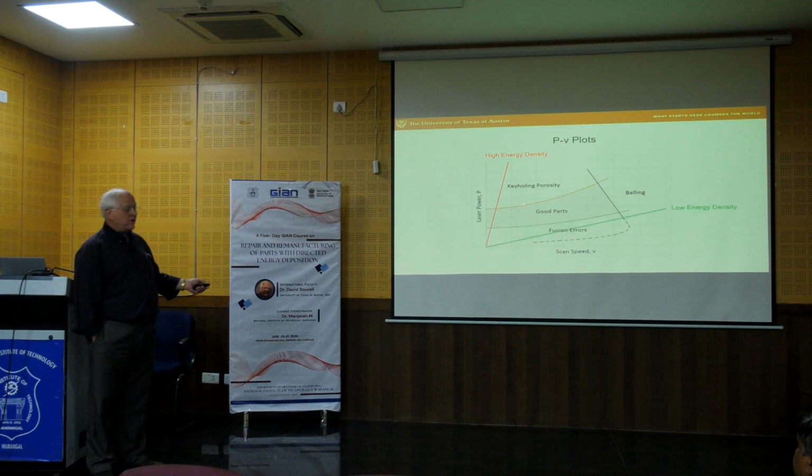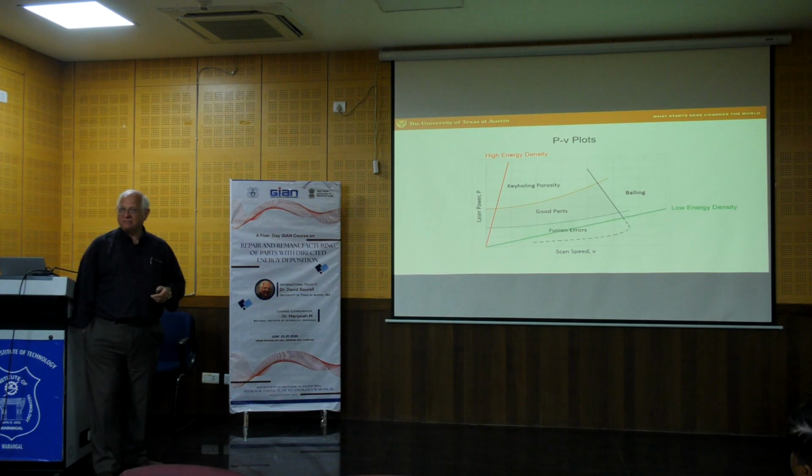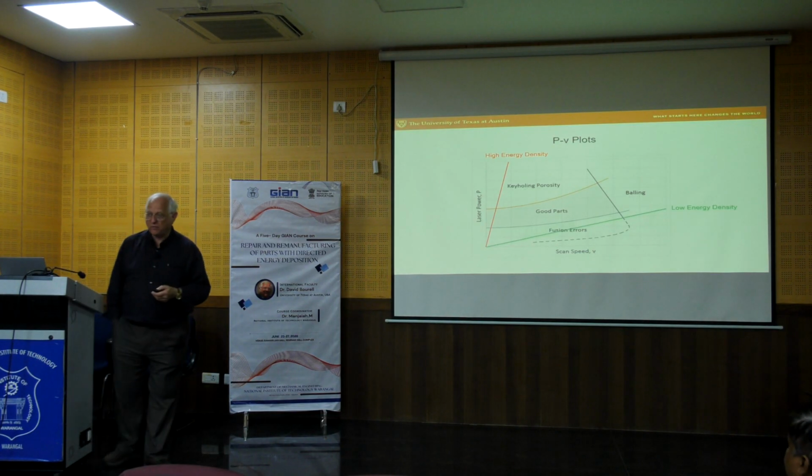so that I have the same energy density, eventually I move up into the keyholing range. Likewise, if I'm making good parts, I can lower the power and adjust the scan speed accordingly, so I maintain constant energy density, and I can move into this area where I produce highly porous parts that typically have poor geometry or poor properties.